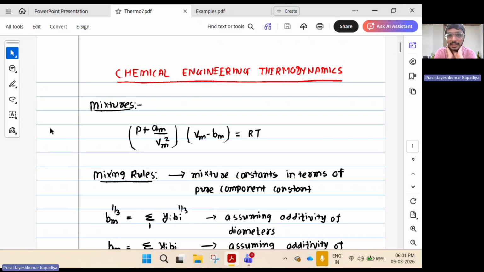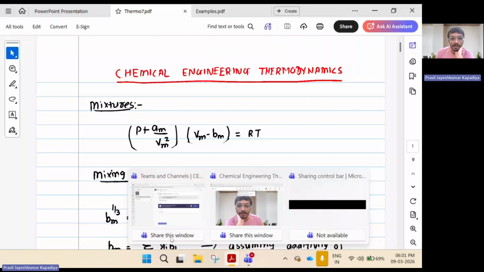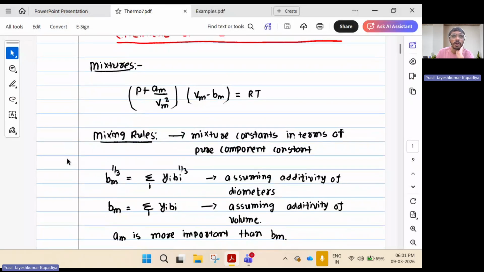So now when we are dealing with mixtures, let's say a mixture of CO2 and CH4, or a two-component or three-component mixture, then this is my original Van der Waals equation, (P + a/V²)(V − b) = RT. Here a is my interaction parameter and b is the volume occupied by a single molecule. So when I'm dealing with a mixture, how do I take into account these a and b parameters? For that, first we will learn about mixing rules.